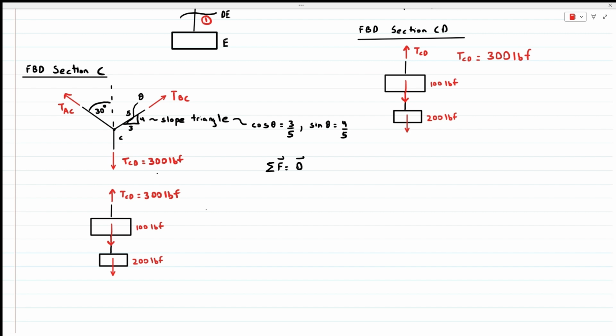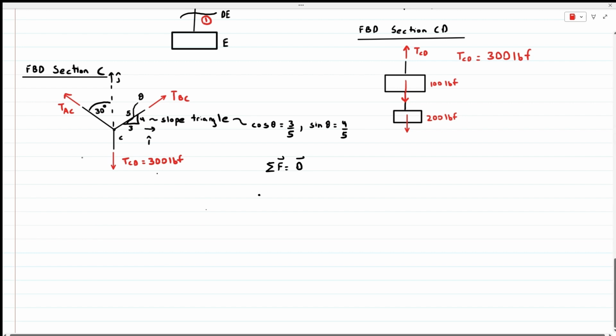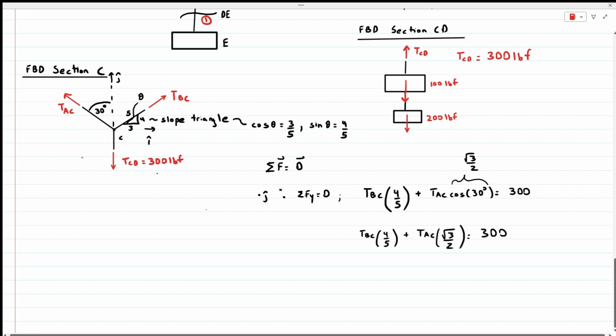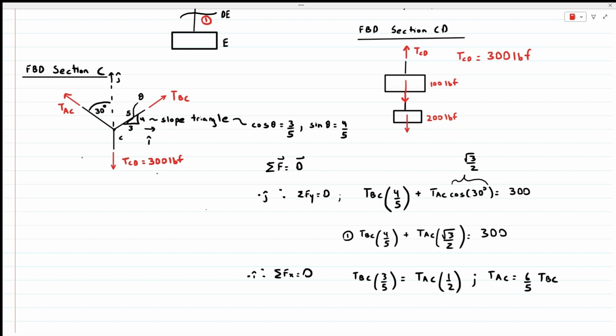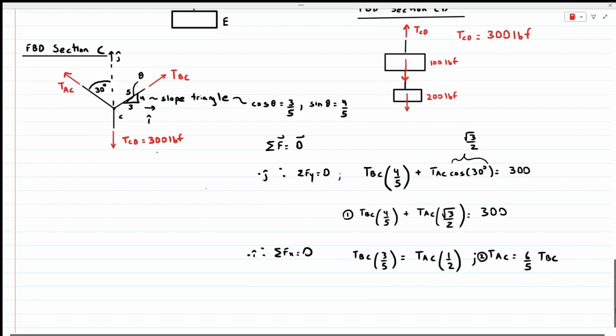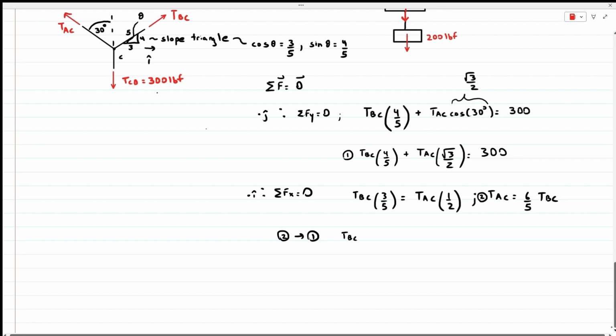Let's sum the forces and project it. Let's first project it in the y direction. If we look at the sum of the forces in the y direction by projecting in the j direction, that's the sine component plus tension AC, the cosine component, minus 300. We can move that minus 300 over and we can solve. That's our first equation shown here. Let's sum forces in the x direction. That's our second equation. We'll plug our second equation into our first equation to solve for tension in cable BC.